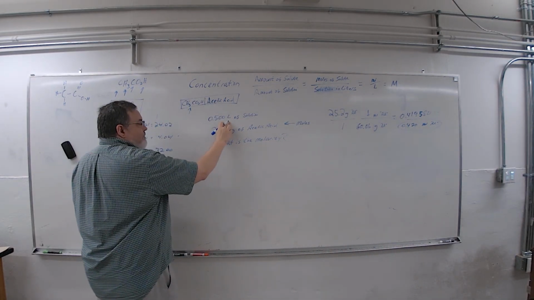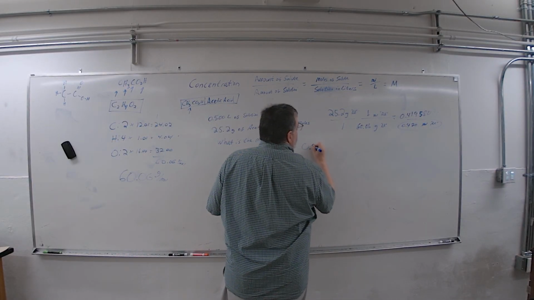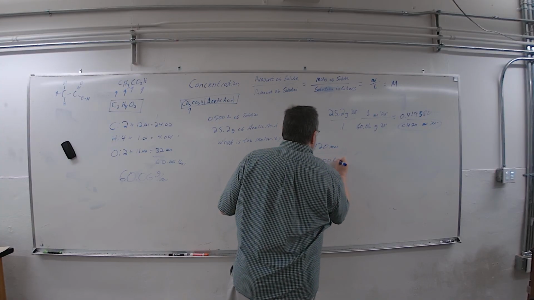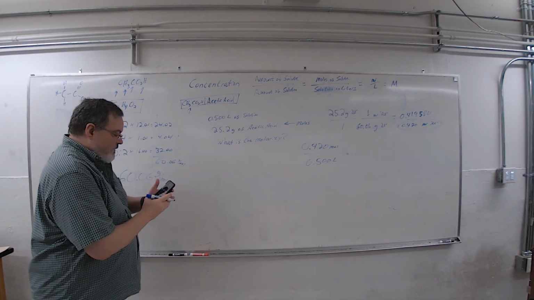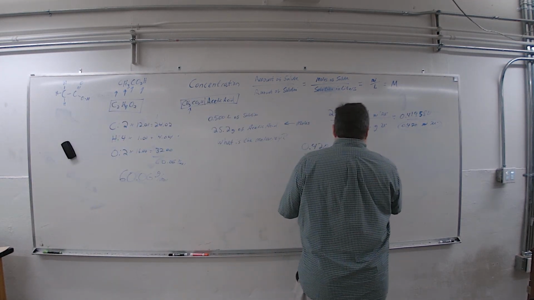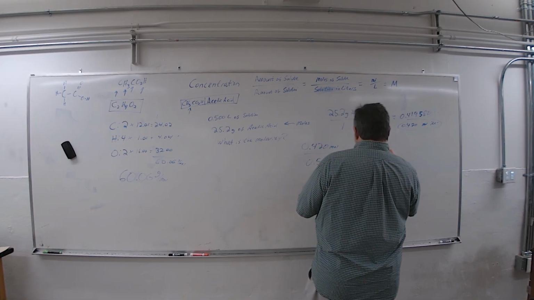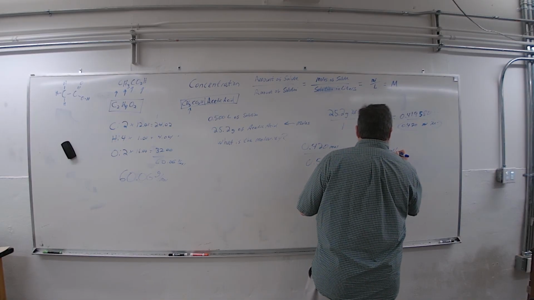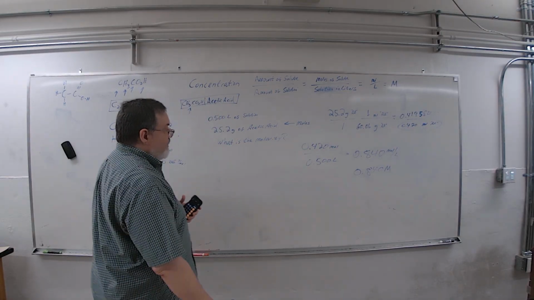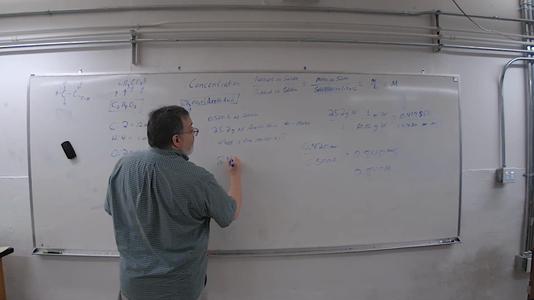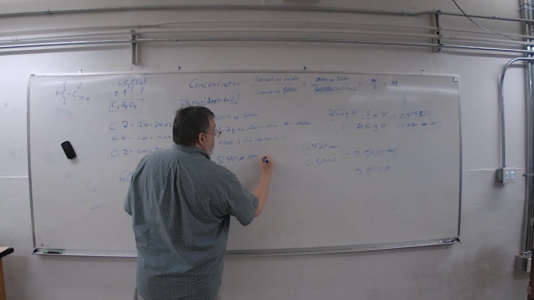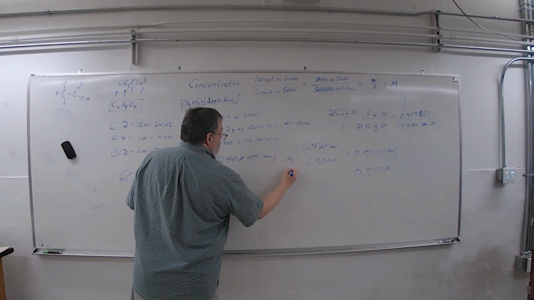And we have liters of solution. We don't need to do anything with that. So it's moles over liters, and that'll give us moles per liter. 0.420 divided by 0.50 is 0.840, capital M. It could also be 8.40 times 10 to the negative 1 mole per liter, or M.